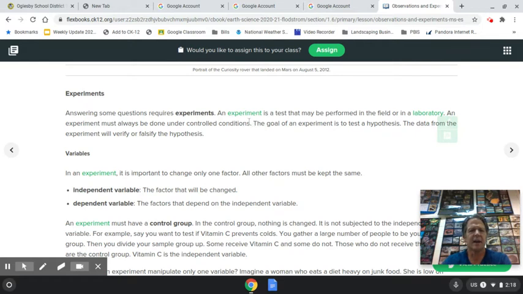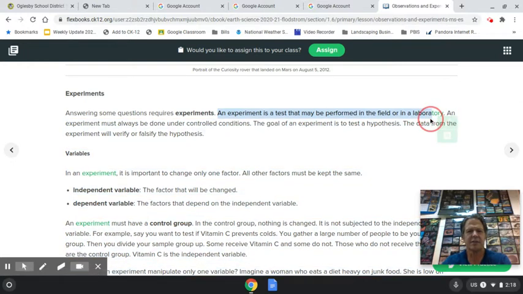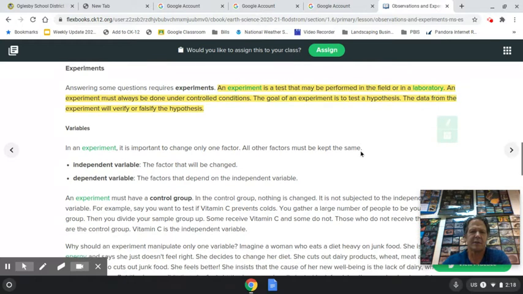So let me just do this. Answering some questions requires experiment. Experiment is a test that is performed in a laboratory. It's under controlled conditions, and it's to test the hypothesis, and then the data that comes from that experiment will either verify that the hypothesis is correct, or it'll falsify it. But like we said, either way, you're getting answers.